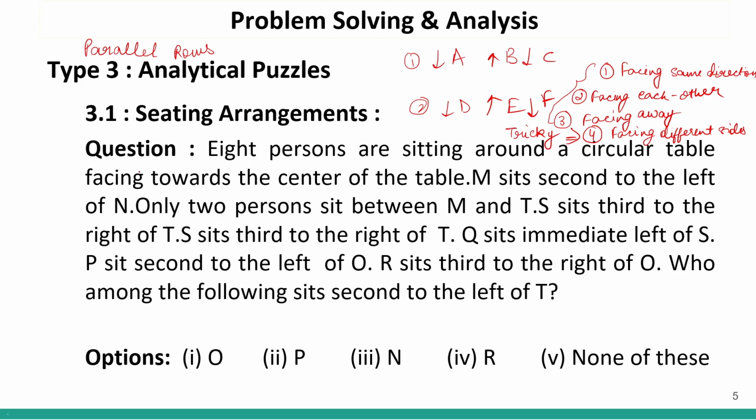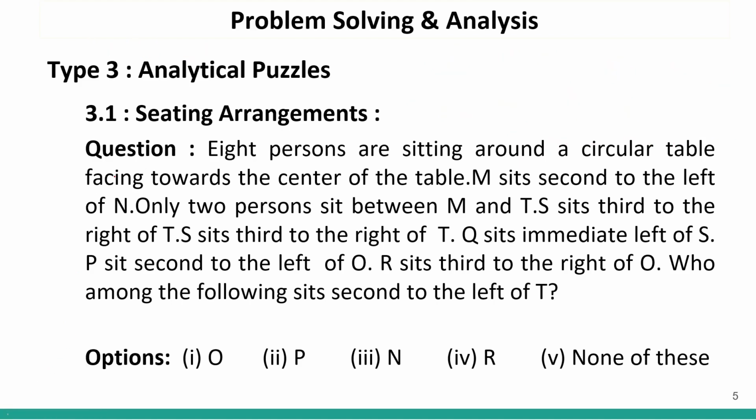The basics are clear. Now let us look at the question. So the question is a seating arrangement. 8 people are sitting around a circular table facing towards the center of the table. So given to us that 8 people, so 1, 2, 3, 4, 5, 6, 7, 8, and everybody is facing towards the center. Clear? Now, M sits second to the left of N.